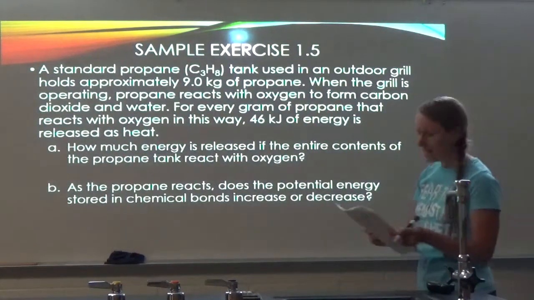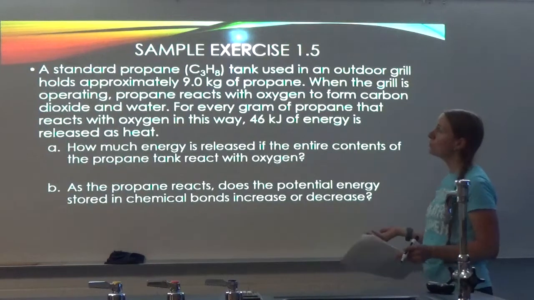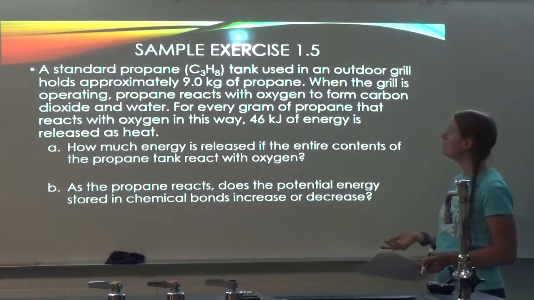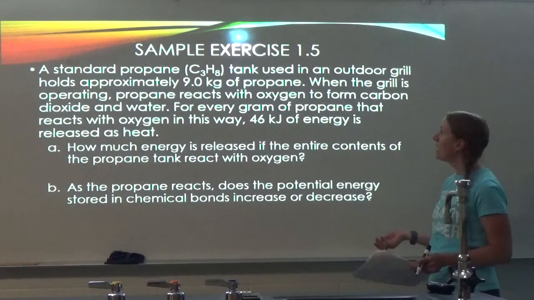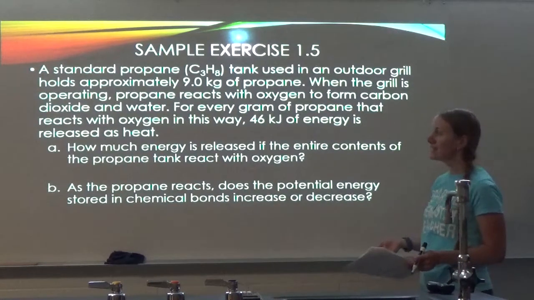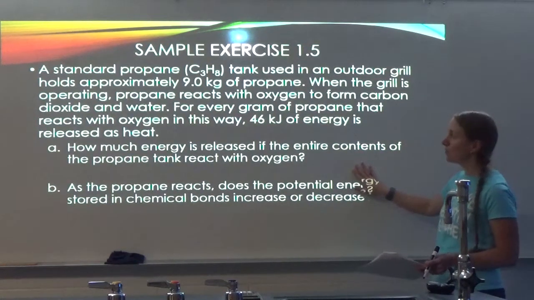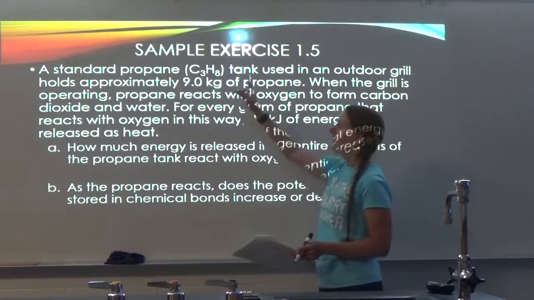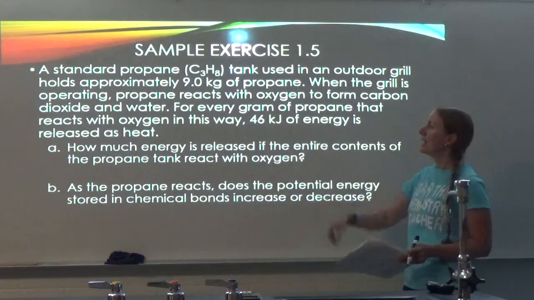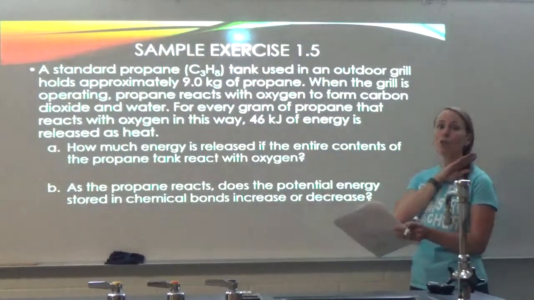All right, so it says, a standard propane, which is C3H8, tank used in an outdoor grill holds approximately 9 kilograms of propane. When the grill is operating, propane reacts with oxygen to form carbon dioxide and water. For every gram of propane that reacts with oxygen in this way, 46 kilojoules of energy is released as heat. So it says, how much energy is released if the entire contents of the propane tank react with oxygen? Okay, so y'all, we have 9 kilograms of propane. Every 1 gram of propane is 46 kilojoules of energy. So we're trying to figure out how much energy if we burn the whole tank.